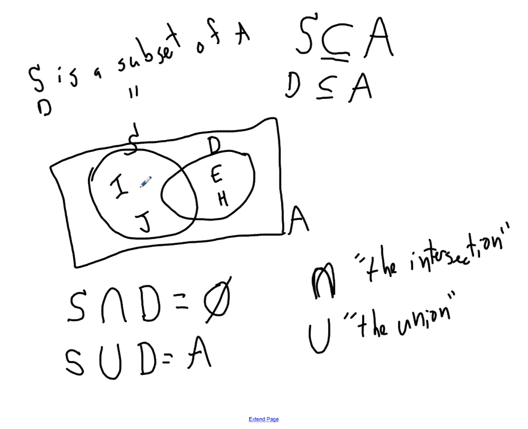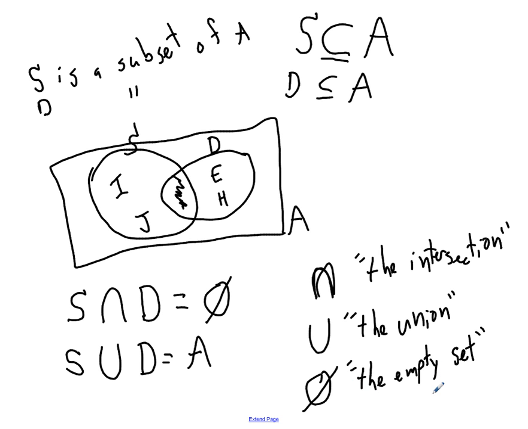So the union is everything in S combined with also everything in D. So if there's a letter inside any circle, that's part of the union. If there's anything that's in both circles, that would be this part. That's the intersection. Now, nothing is in there, so that's where we have this symbol. This symbol is the symbol for the empty set.